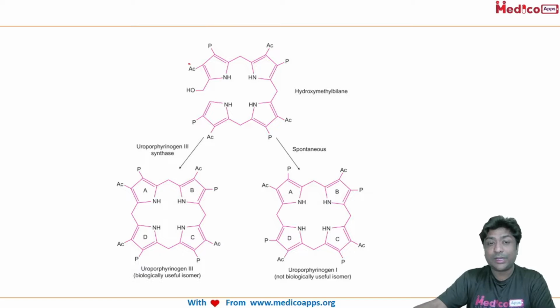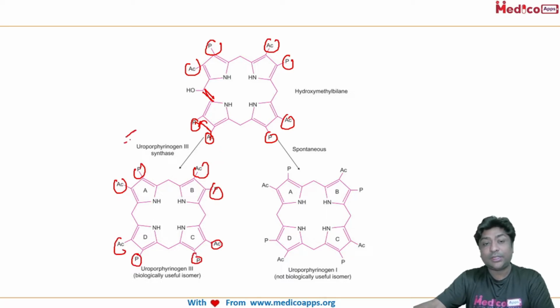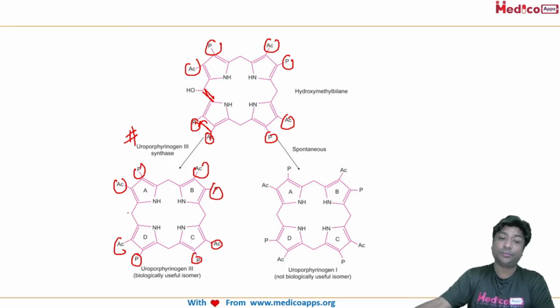Okay, so we know that it is A, P, A, P, A, P, A, P. When this last bond is being formed, this AP becomes reversed. So now you have A, P, A, P, A, P, and now it is PA. This is what the UPG3 synthase is doing, and with the UPG3 synthase you are having UPG3.